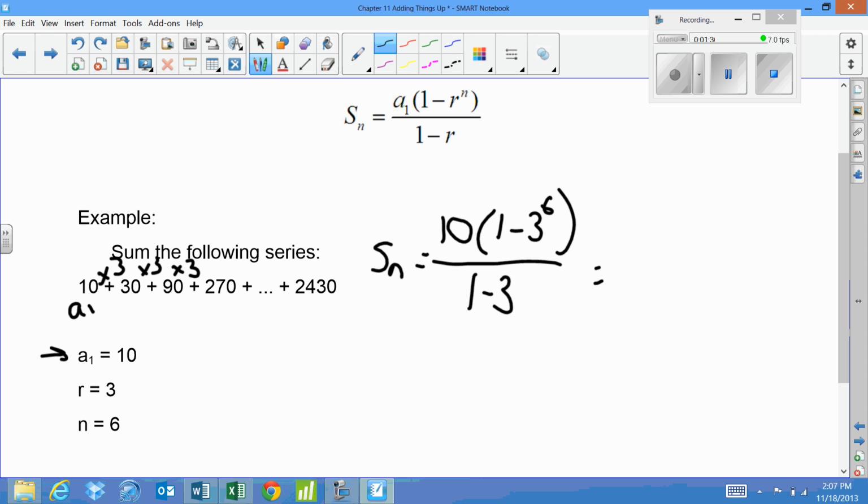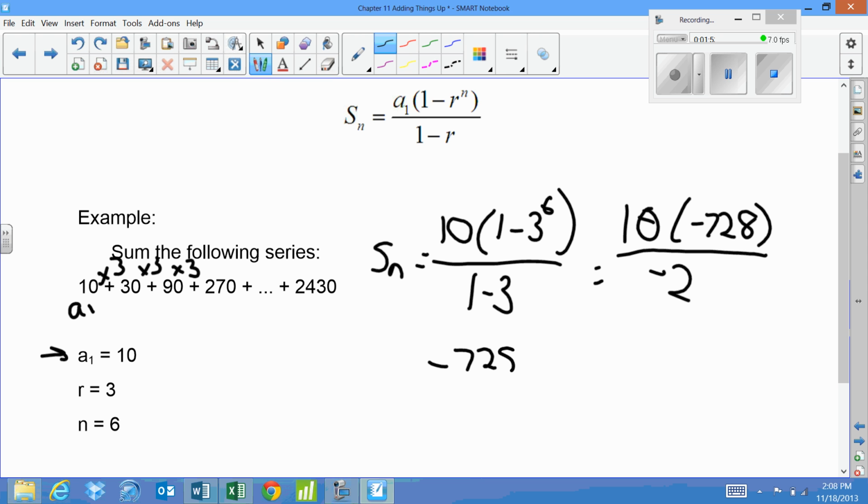1 minus 3 to the 6th power is going to give us negative 728, so we have 10 times negative 728. I'm going to divide that by a negative 2. 10 times negative 728 is negative 7,280, divided by negative 2. A negative divided by a negative is a positive. So when we divide that by a negative 2, we should end up with 3,640.